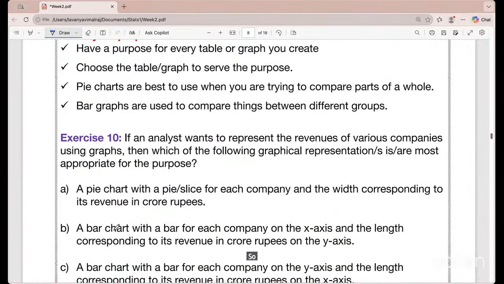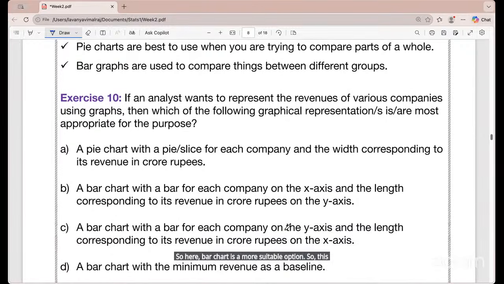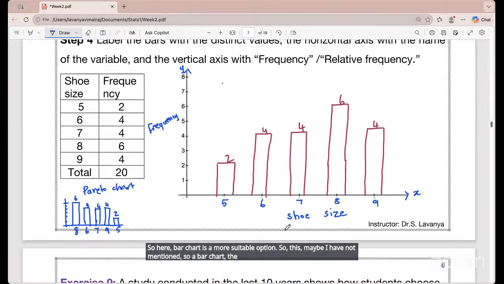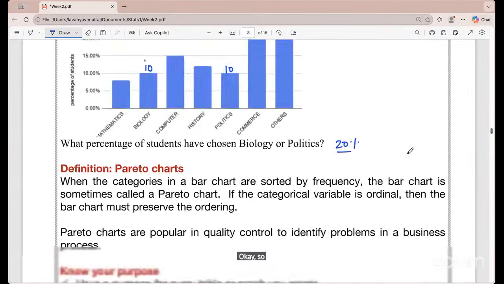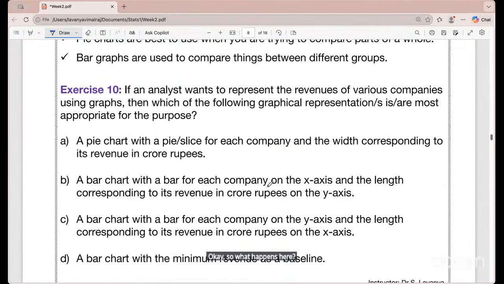So here, a bar chart is a more suitable option. Maybe I have not mentioned this. A bar chart, the same thing: you have an x-axis and a y-axis. You can also have it this way, the same graph just rotated 90 degrees. So the same can be represented in this way as well. This is called a horizontal bar chart.